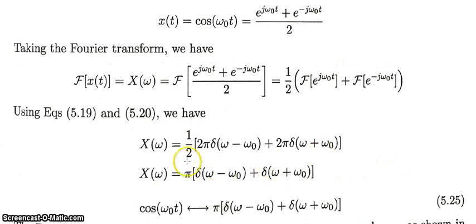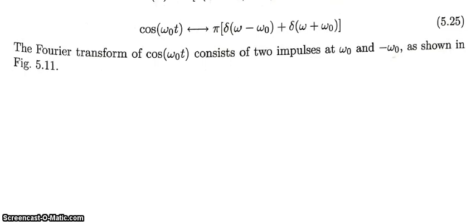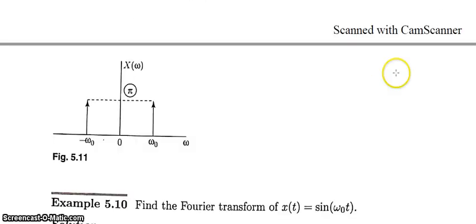Therefore, that is substituted here, and the 2 in the denominator and the 2 in the numerator cancel. Therefore, X of omega, the Fourier transform, is pi into delta of omega minus omega 0 plus delta of omega plus omega 0. If we observe, it is clear that the Fourier transform consists of two impulses located at omega equal to omega 0 and omega equal to minus omega 0. Therefore, the CTFT of cos omega 0 t consists of two impulses located at minus omega 0 and plus omega 0, whose amplitude is pi.